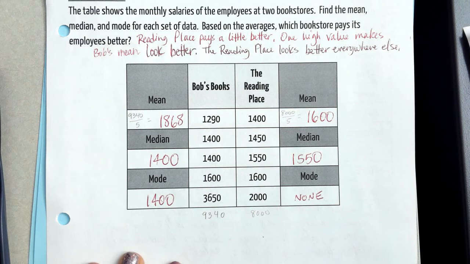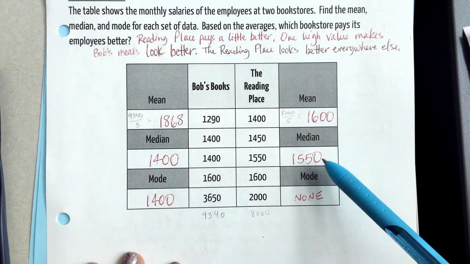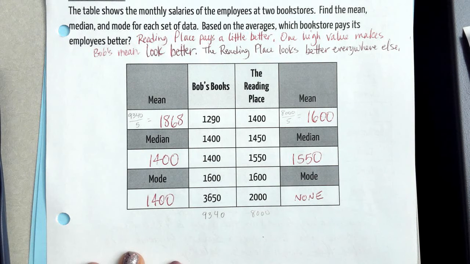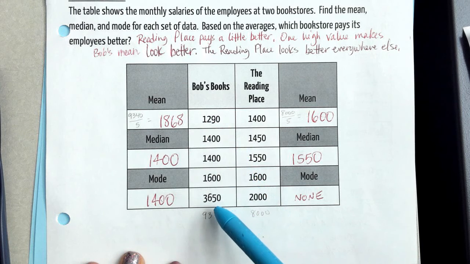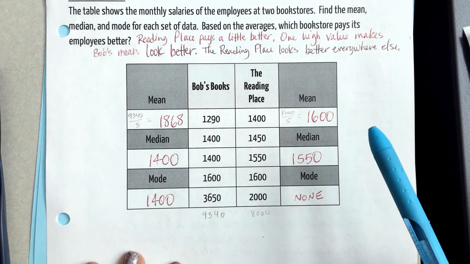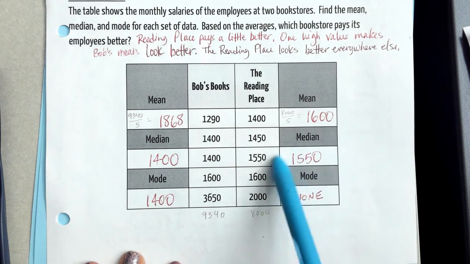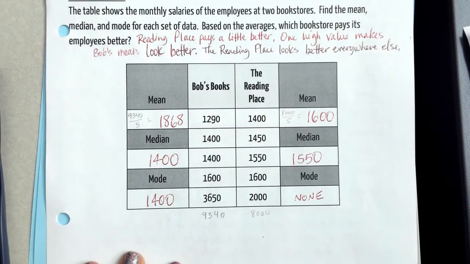Now, it's kind of tricky looking at it because here the mean is better for Bob's Books, but the median is better for Reading Place. So it kind of goes back to which one's the most appropriate. Well, Bob's Books has two values that are kind of really high and low. They tend to have more extreme values. Remember, when we have extreme values, that's when we want to look at the median and find the middle. So the median's the most appropriate to look at here, and the median would mean that Reading Place is going to pay a little bit better.